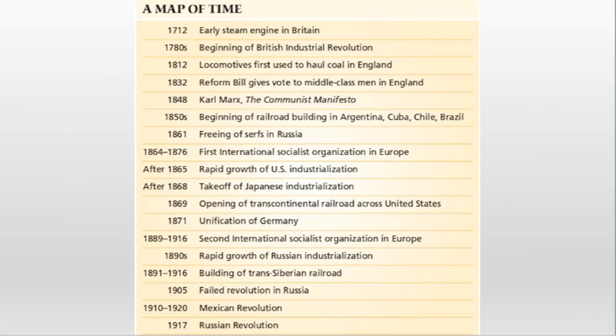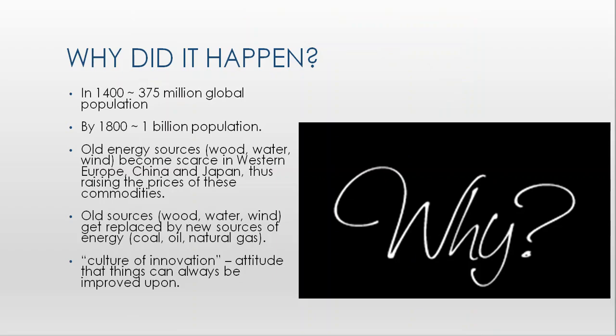Here's a map of the time frame that your textbook gives you, so I went ahead and just put that up there for your benefit. So why did it happen? Why did the Industrial Revolution occur? What are the factors that led this thing to become a massive movement that's going to shape and reshape the world as we know it forever?